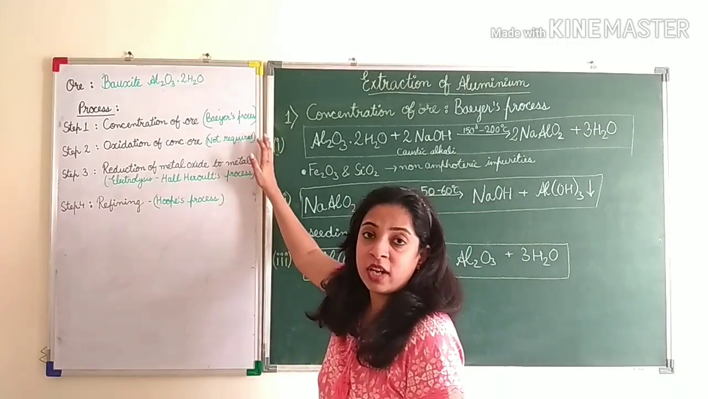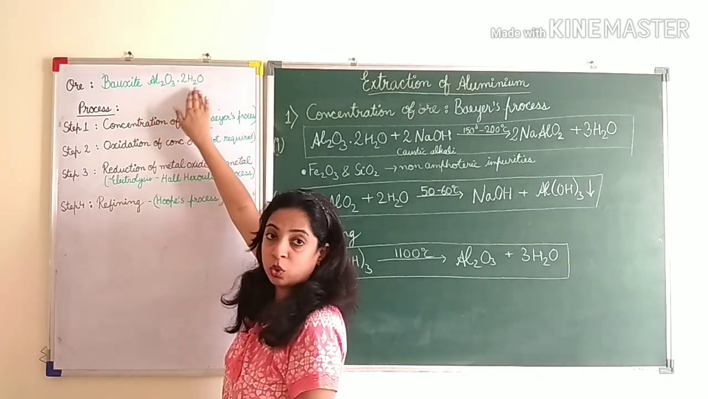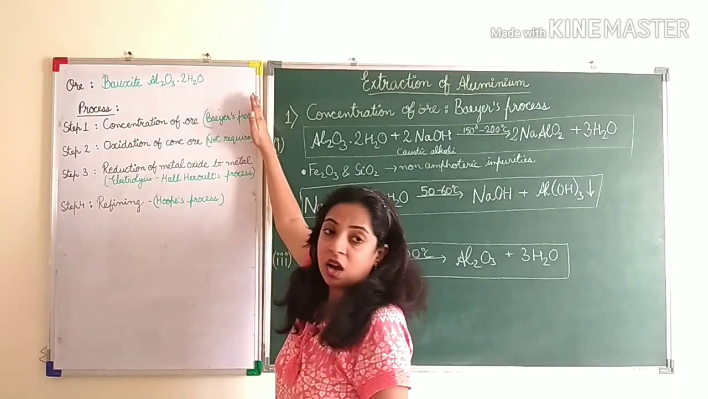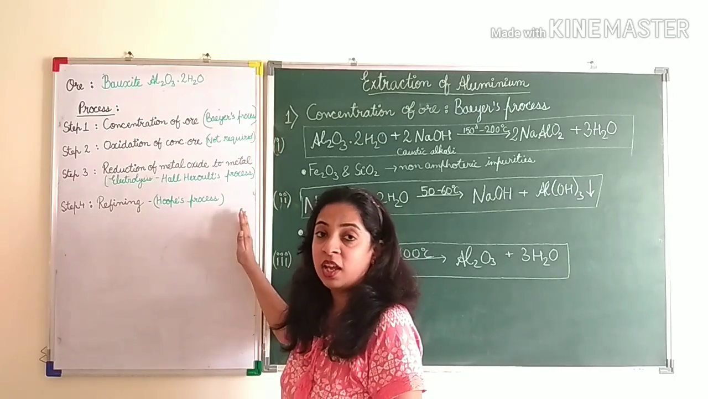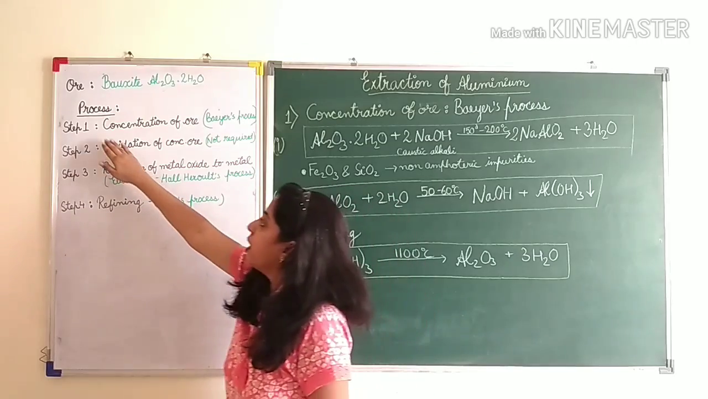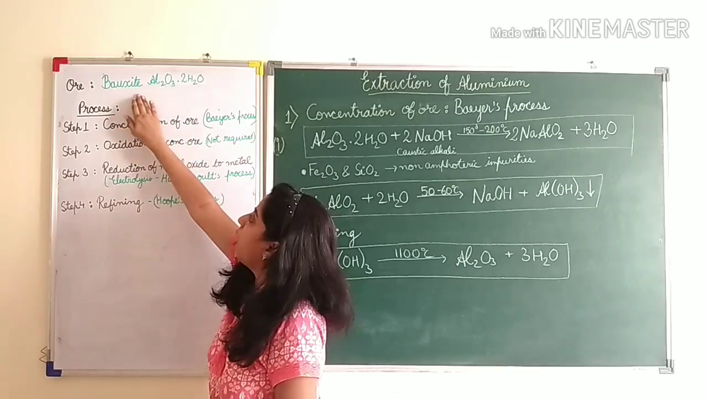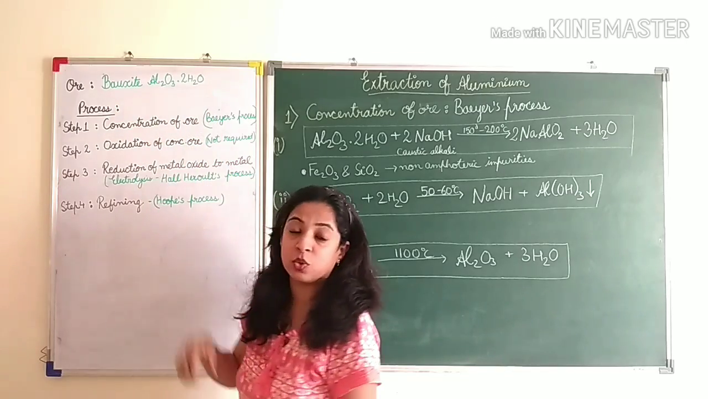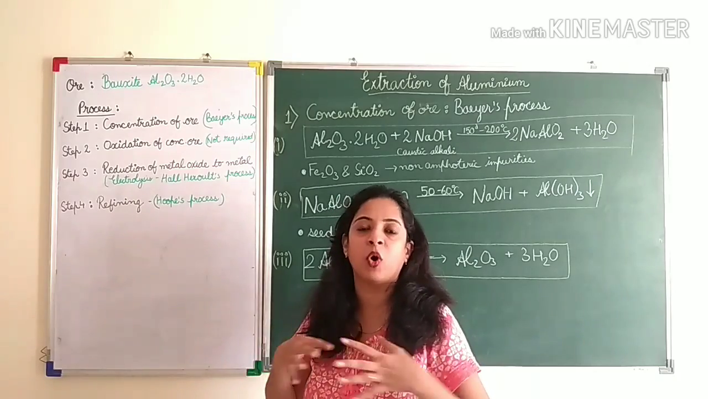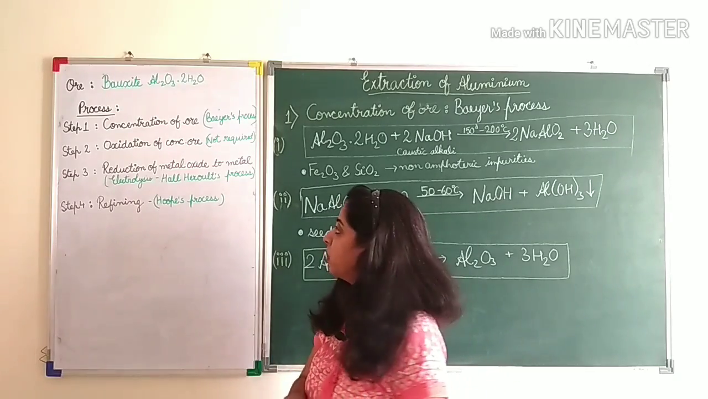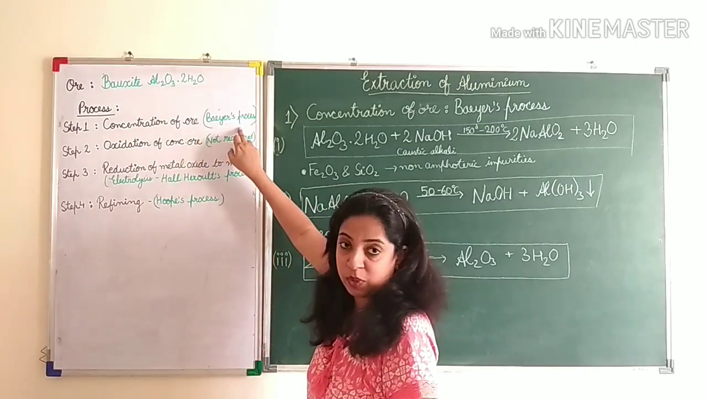Now, the ore that we will use for extraction of aluminium is bauxite, that is Al2O3.2H2O. Every extraction process follows these four methods, as we have already discussed in our basics of metallurgy. Step 1 is concentration of ore. Whatever ore you have got, our ore is bauxite, Al2O3.2H2O. You concentrate the ore, which means you remove some impurities by simple physical or chemical methods. So this first step is concentration of ore. In this we will follow Bayer's process.